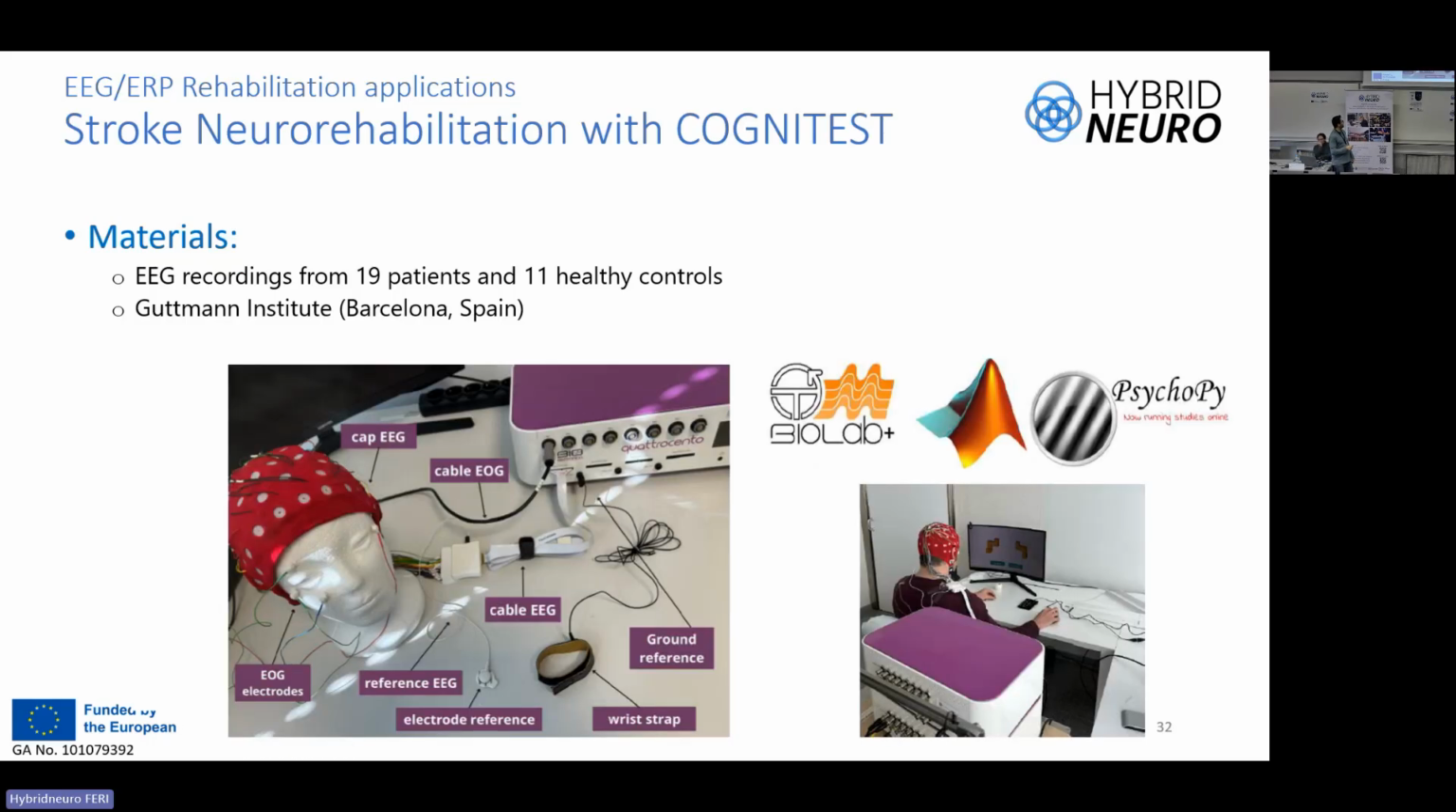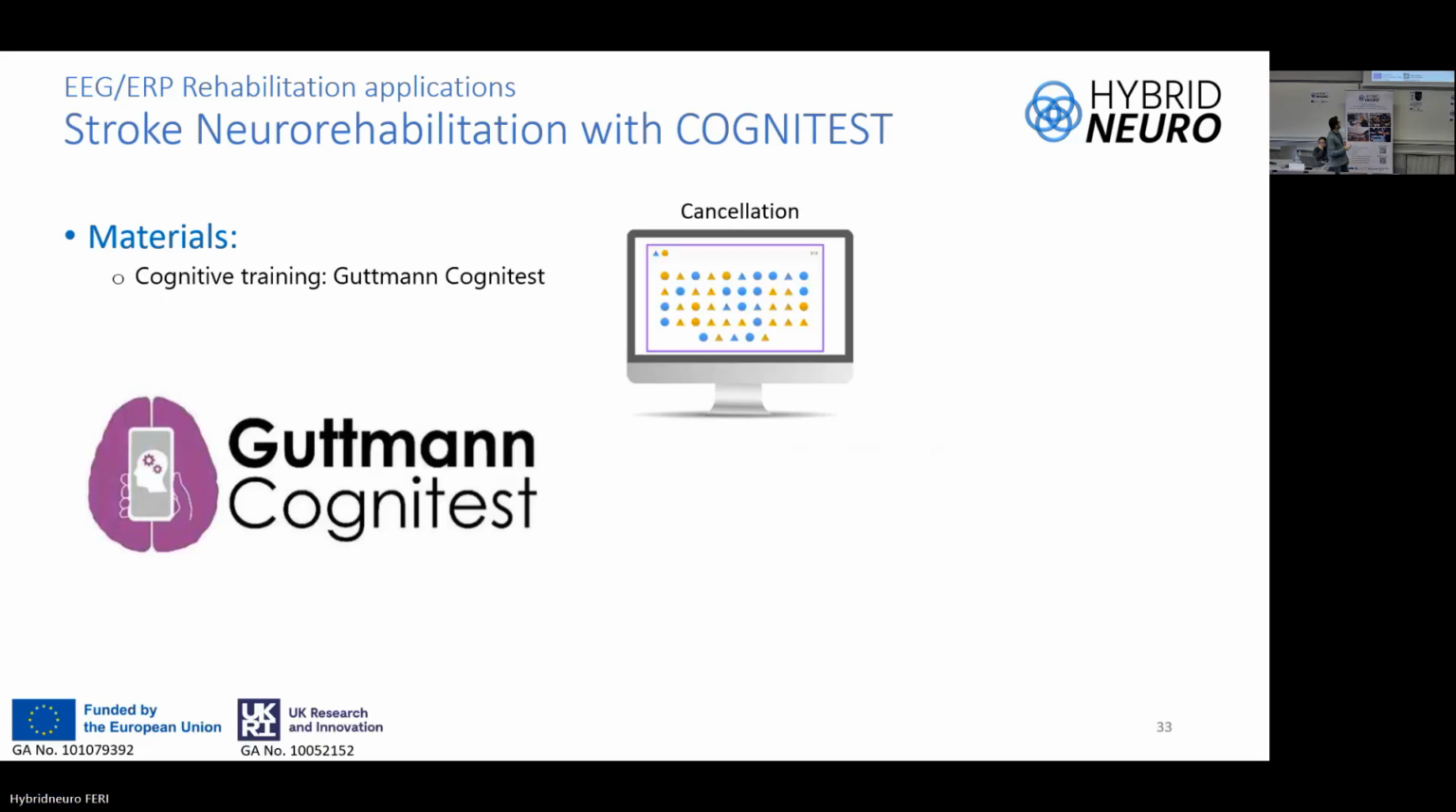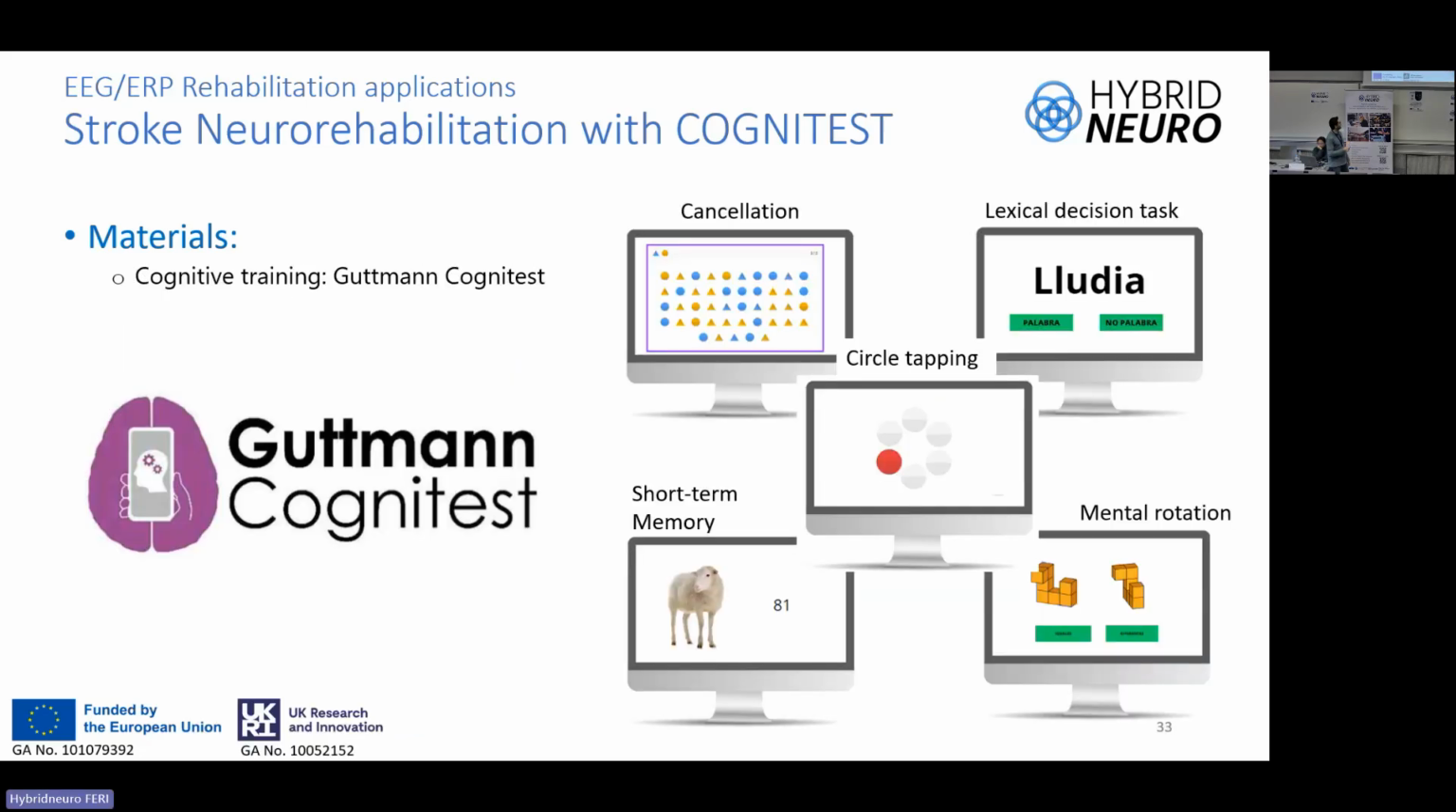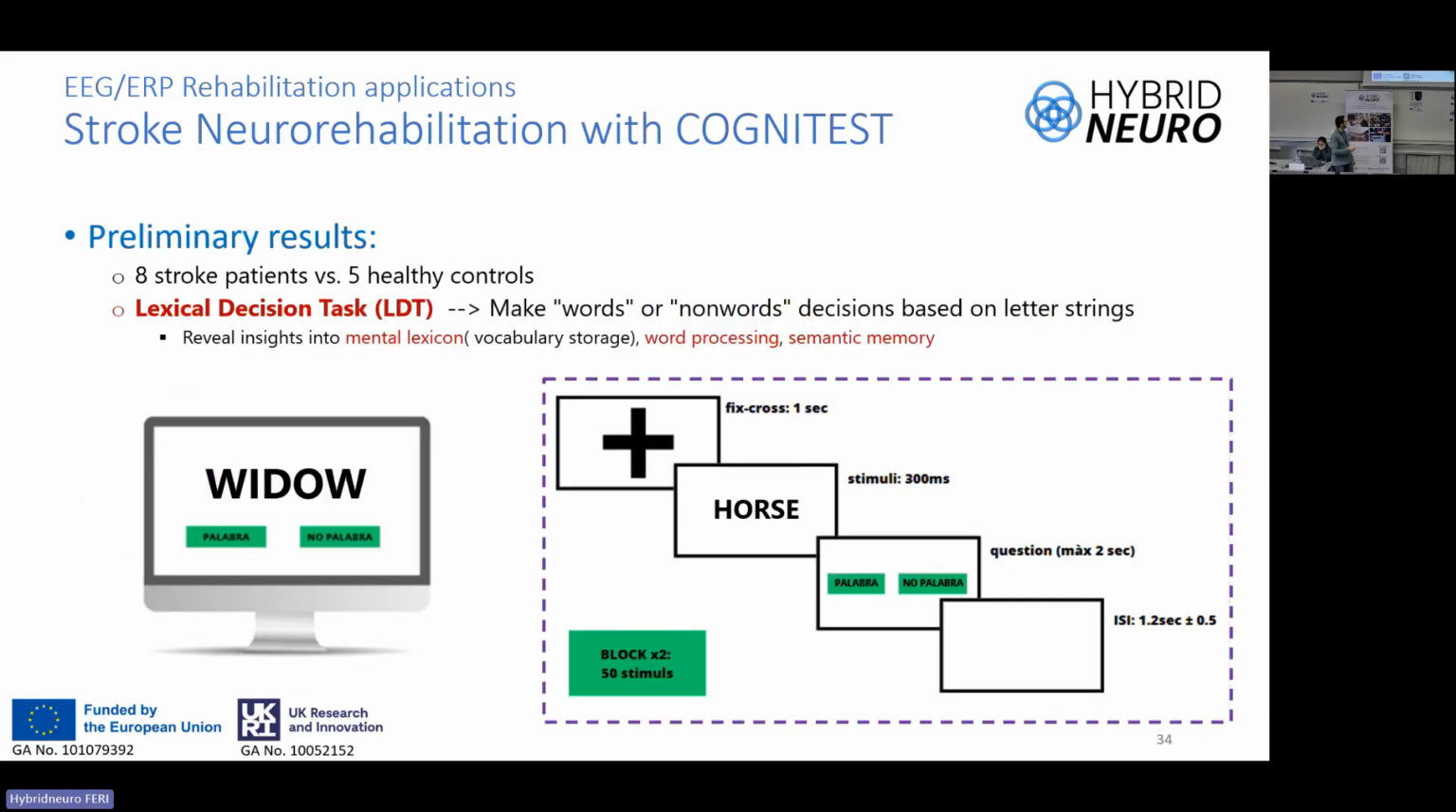The system that we use is the Autobiolab, and we perform it in the Goodman Institute. We have developed an event system with different kinds of tasks: one related with short-term memory, inhibition, the lexical decision task, which is related with vocabulary, a very important thing, and mental rotation for visual-spatial tasks.